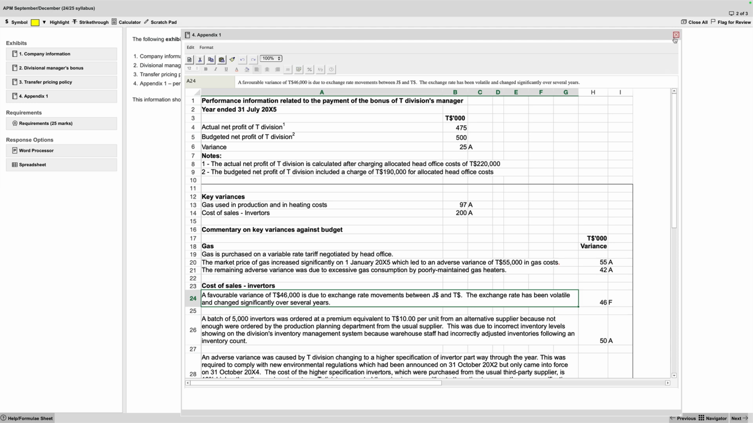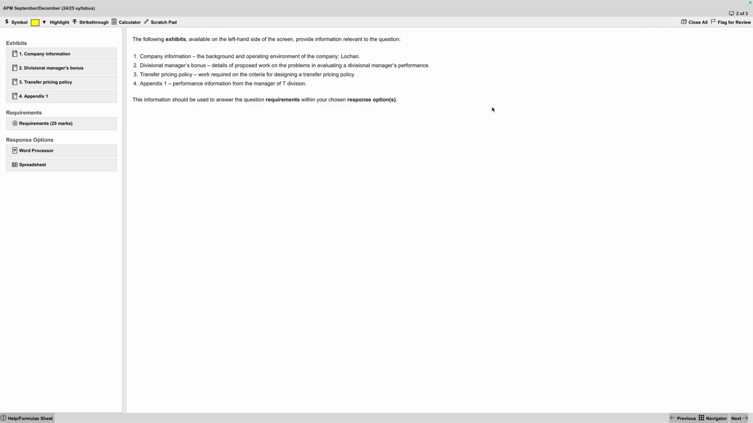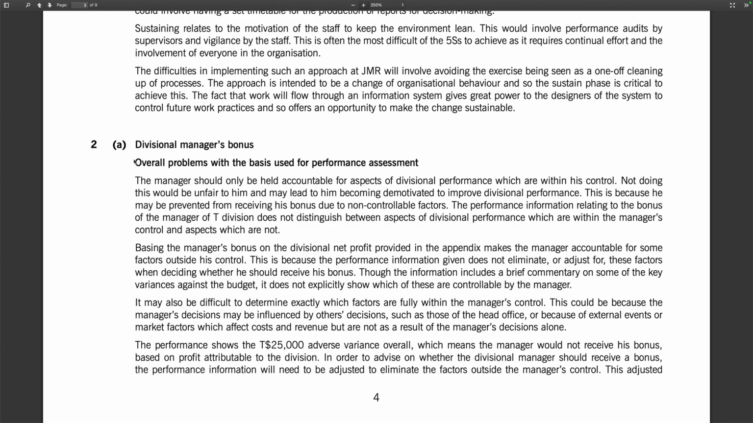So, to get our marks, what I wanted to do is show you the examiner's answer. So let's go and have a look at that. And this is the bit we're looking at, just the overall problems on basis of assessment. So the manager should only be held accountable for aspects which are within his control. Otherwise, may lead to him becoming demotivated because he can't improve divisional performance due to non-controllable factors.